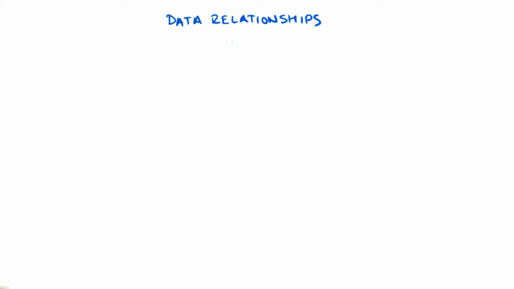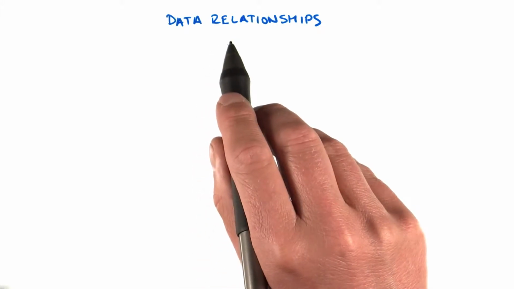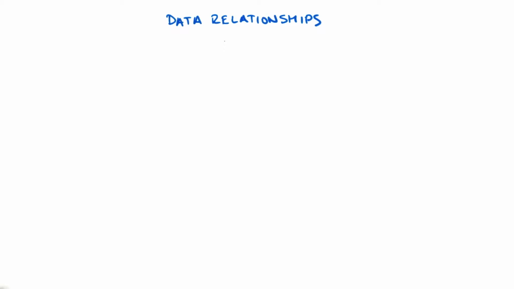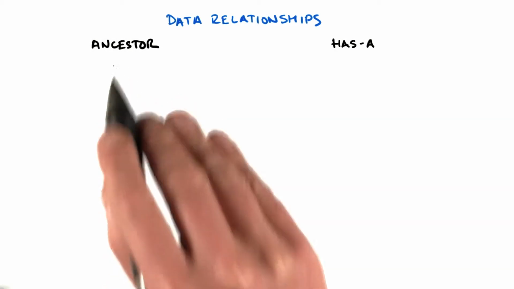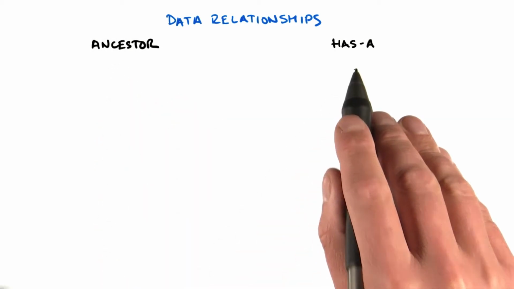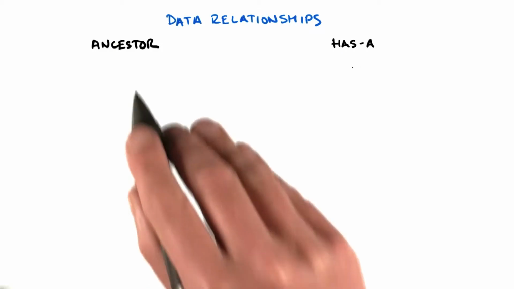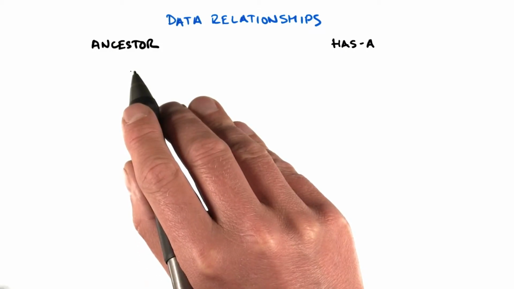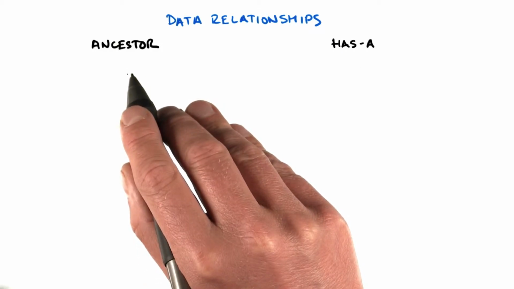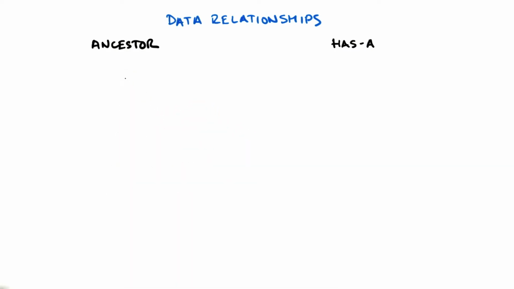Let's start off by looking at two important data relationships when you do modeling in Datastore. They are ancestor relationships and assay relationships. Starting off with the ancestor relationship, in Datastore it is possible to specify that an entity has an ancestor entity.